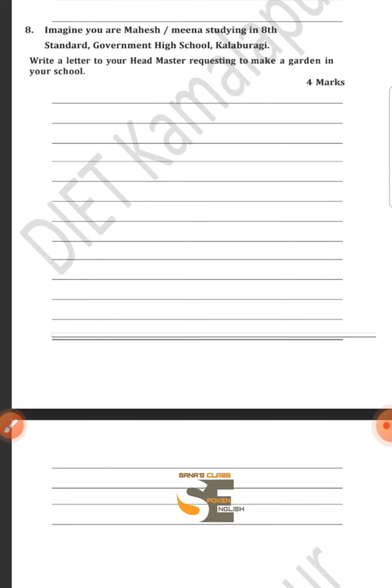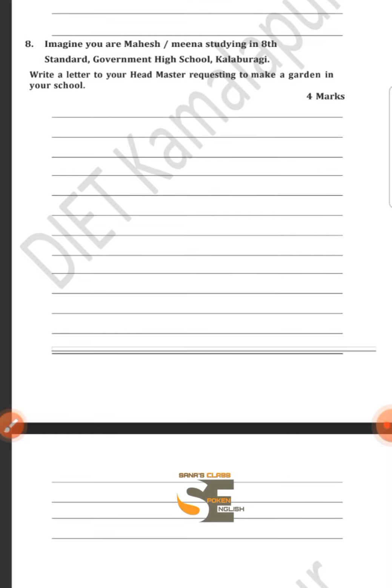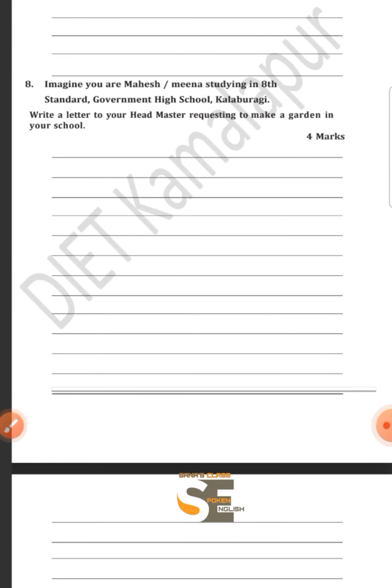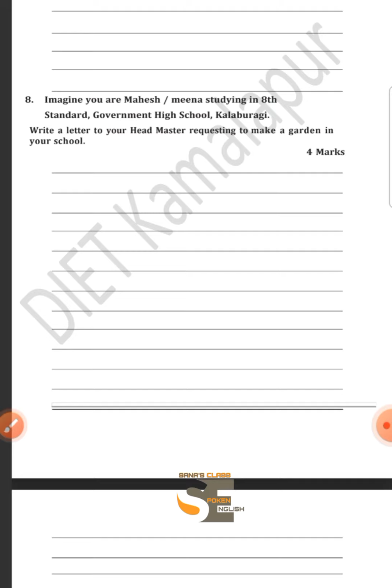And then you should give salutations or greetings by saying respected sir. After that, you should write the subject. What is the subject here? Request to make a garden in the school. Okay, that is your subject. And then start the body of the letter.